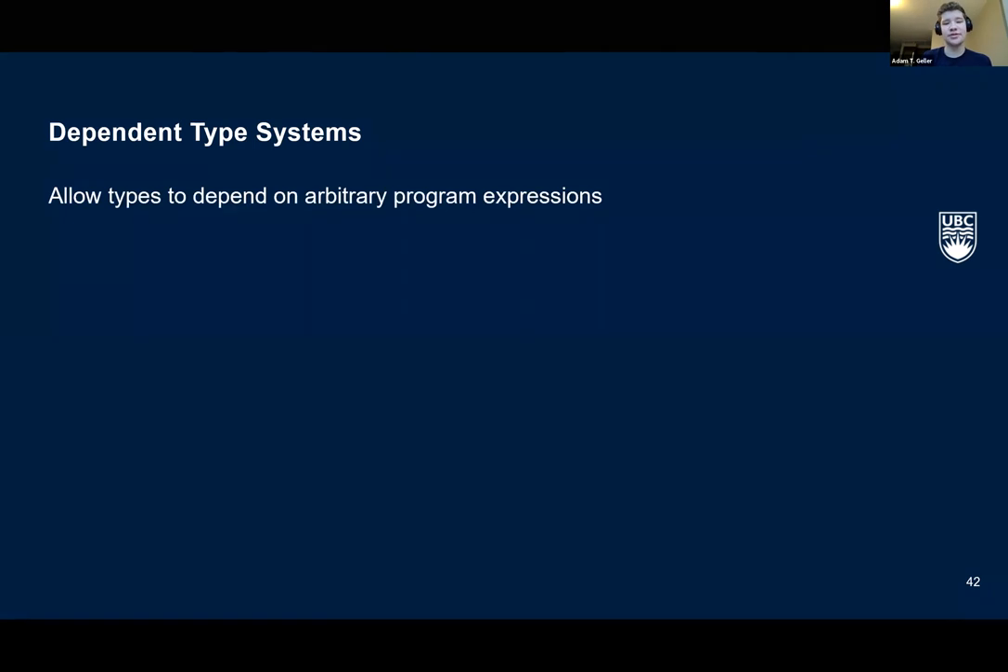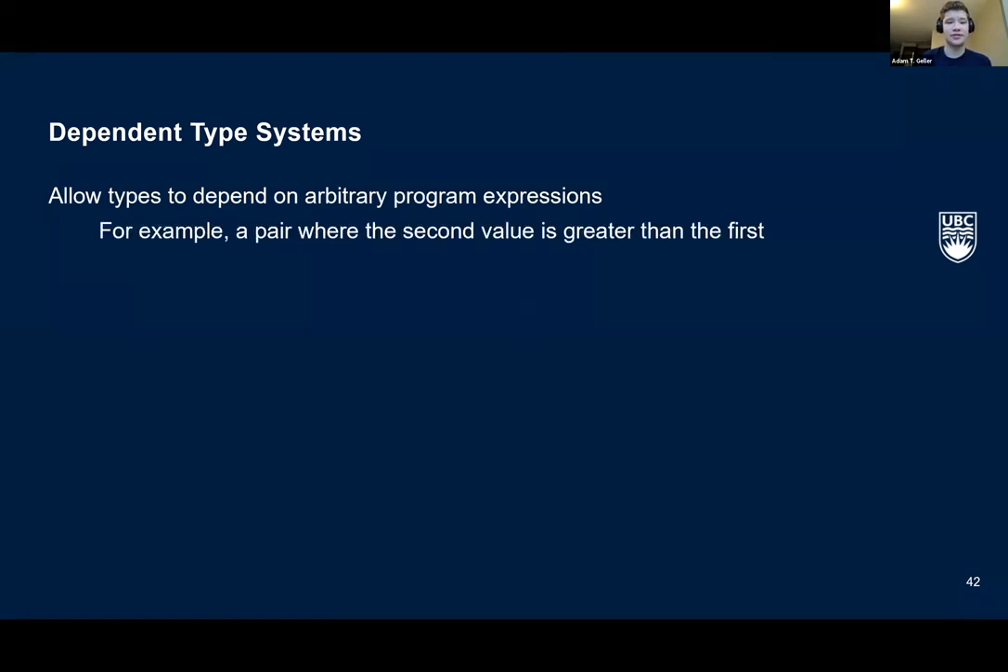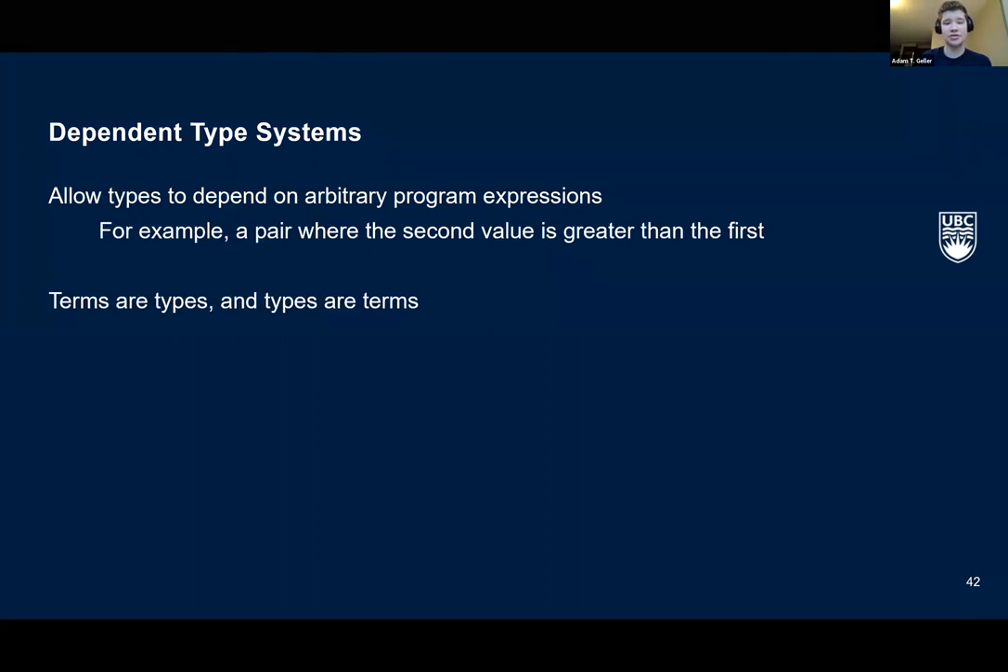Well, we could use something like a dependent type system. And a dependent type system really collapses the distinction between terms and types. Terms are types and types are terms. And this allows you to express something like a pair of integers where the second is greater than the first. So this would be helpful for division, for example.